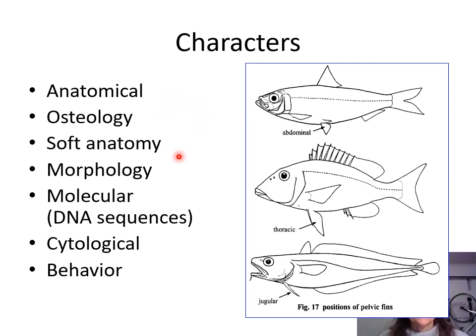Anatomical, osteology, soft anatomy, morphology. Some fish you can't tell in the field. You can hold it in your hand and say, I know the genus or I know the family. Some you can take right to species. Some you have to actually take the fish back and look at its vertebral count, count specific structures, measure things in order to determine what species you're looking at.